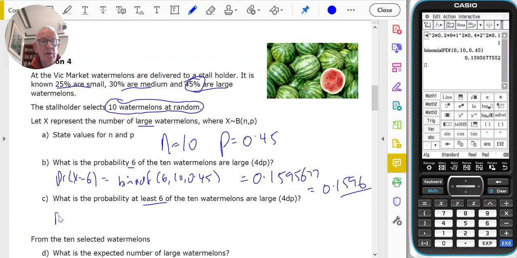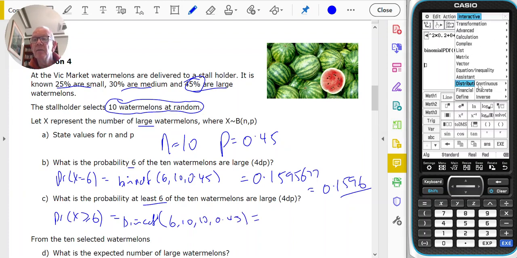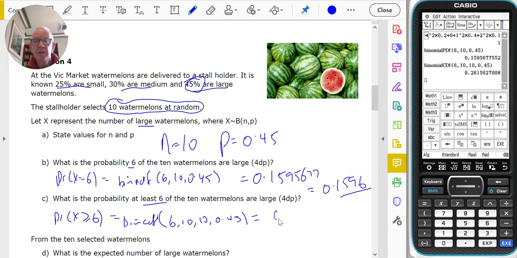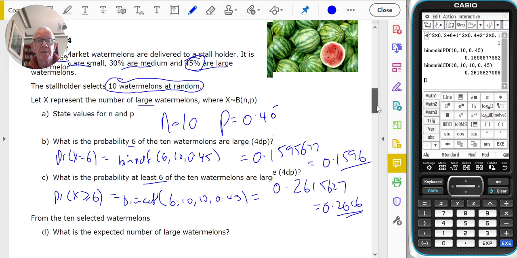At least 6, probability that X is bigger than or equal to 6 is going to be binomial CDF 6 through to 10, 10 and 0.45 will be the notation. So interactive, distribution, discrete, binomial CDF. Lower is 6, upper is 10, N is 10, and that's 0.45. And that's going to give me 0.26155627, which is 0.2616 to 4 decimal places.